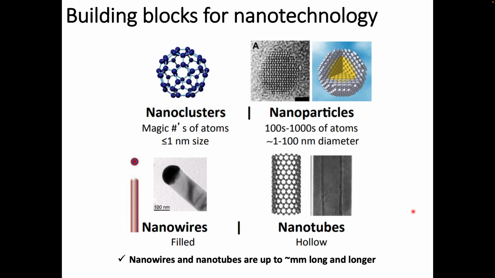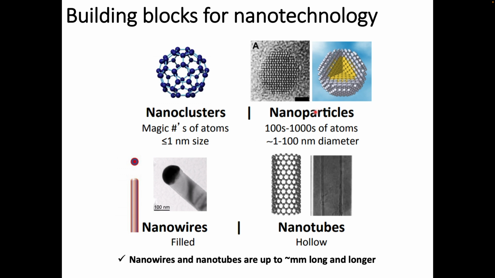And also, I want to talk briefly about the building blocks for nanotechnology. We are keeping in mind that these nanostructures will be scaled up. So what are the building blocks? These are some examples. The first example is nanoclusters. The typical size is less than 1 nanometer, and several atoms are configured such that they form the building block.